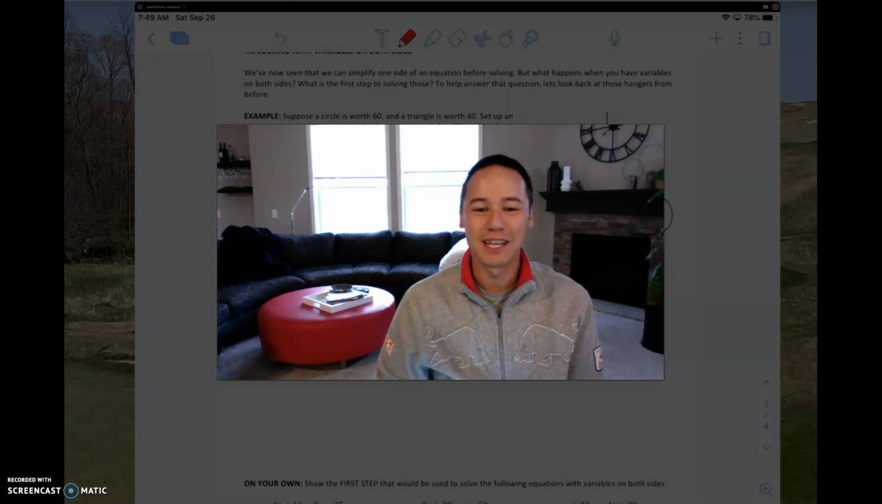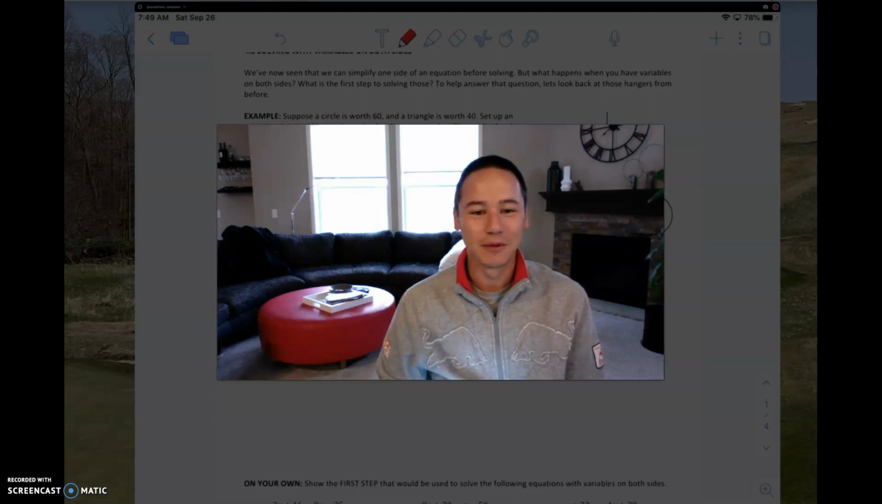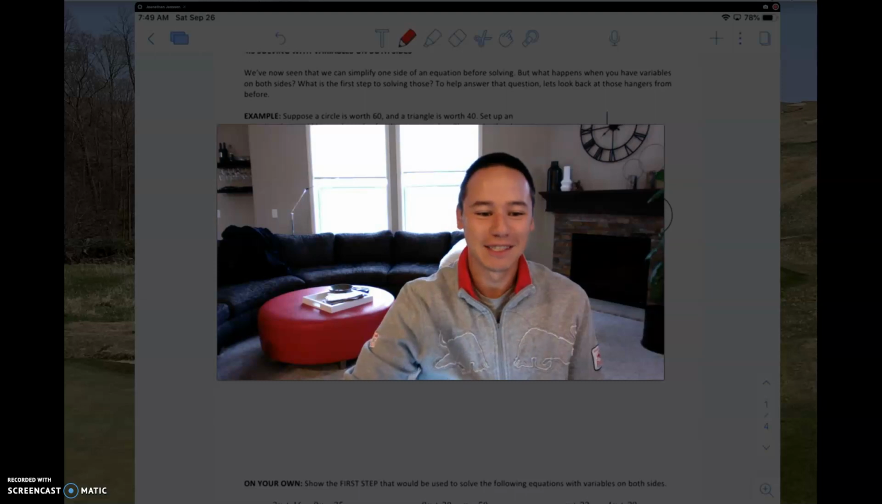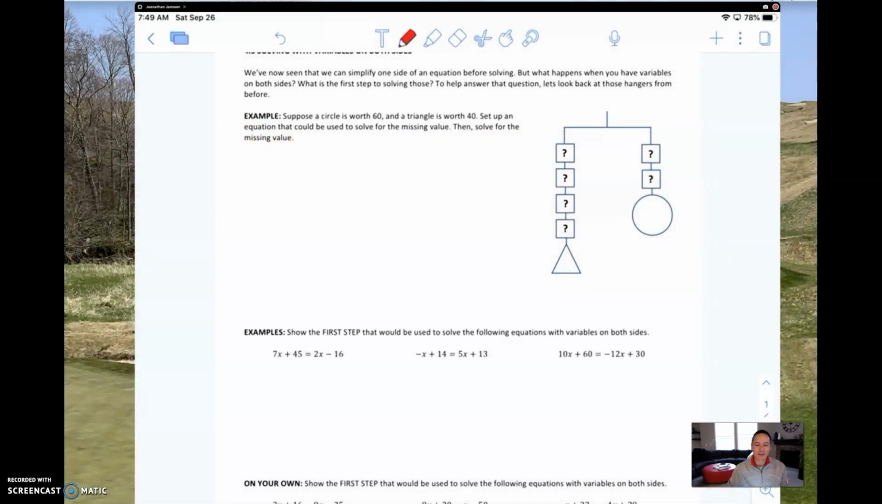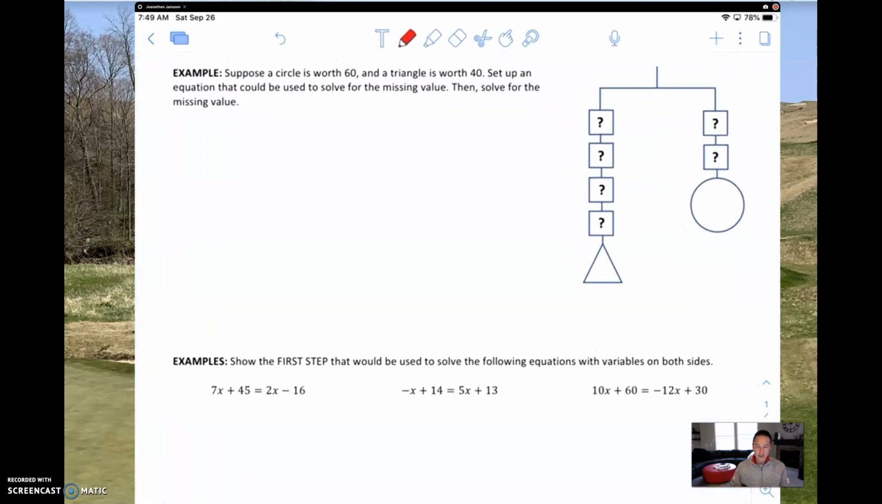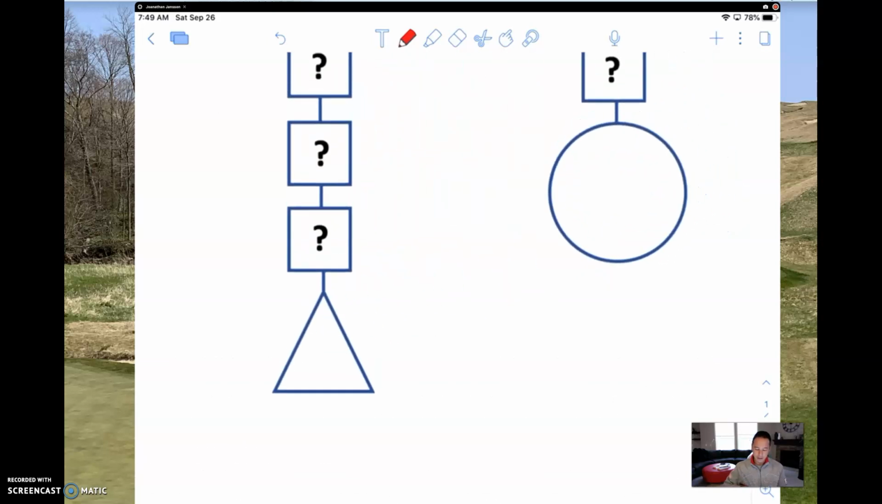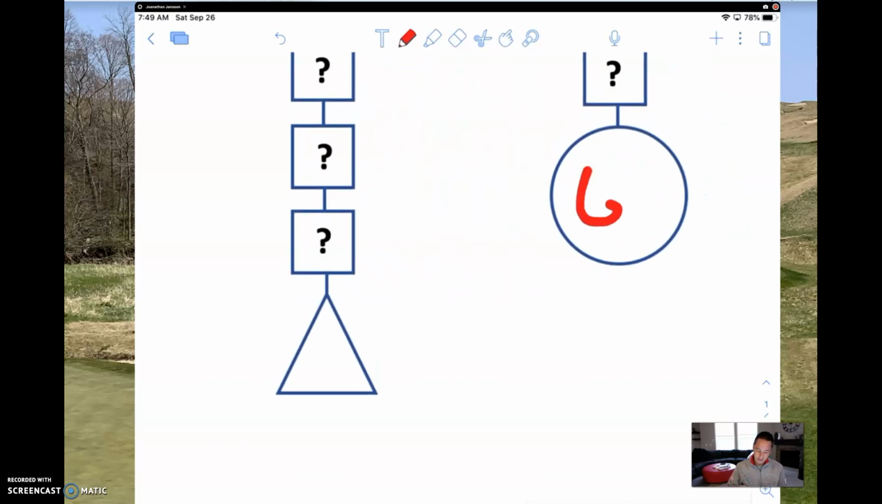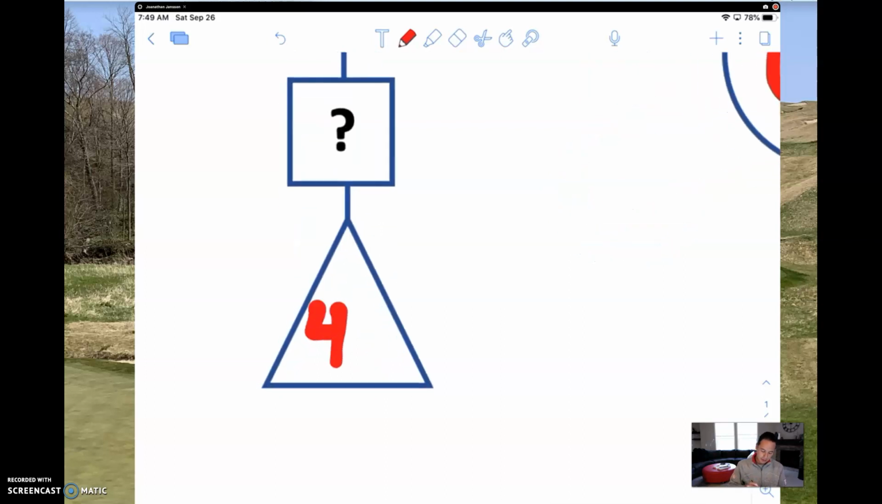It's a beautiful day in the neighborhood as we are going to learn how to solve equations with variables on both sides. Let's take a look at the first example. It's one of these balances once again. Suppose a circle is worth 60 and a triangle is worth 40. It might be a good idea to just write those in. A circle is 60 and that triangle is worth 40.